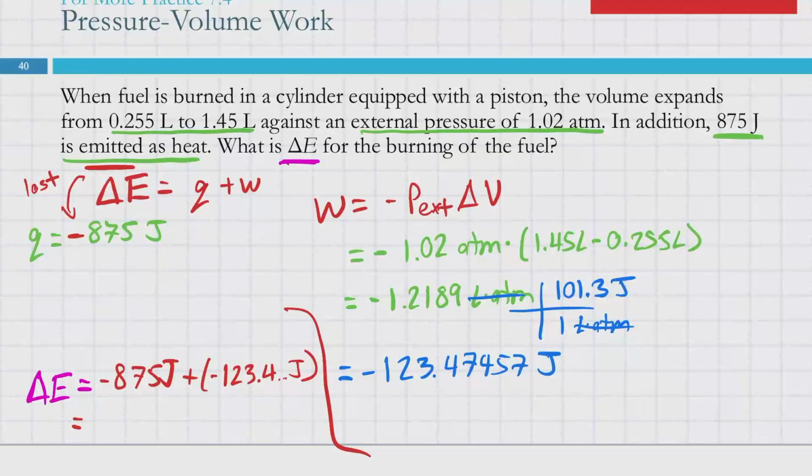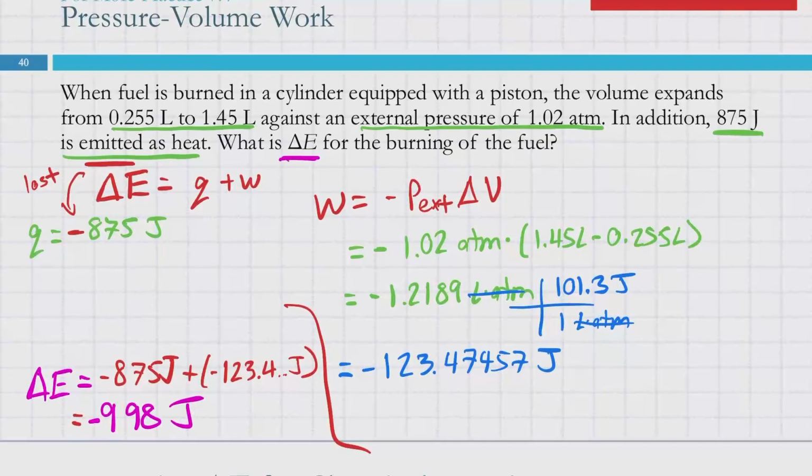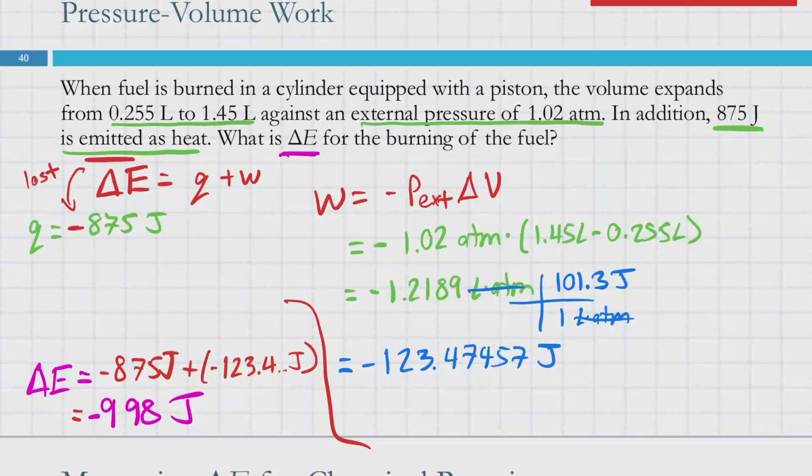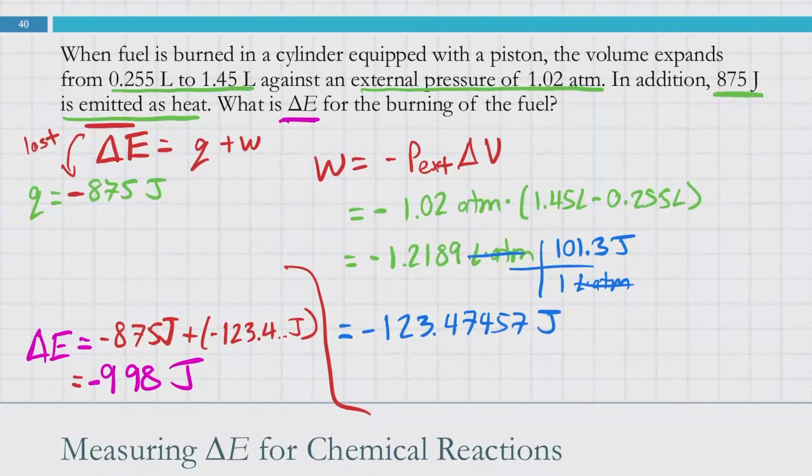So the work that we did, or the work that our fuel did, is 998 joules. And it's negative. Questions? I'll probably give you this, work equals negative P external delta V. I'll definitely give you this 101.3 joules conversion factor come exam time.